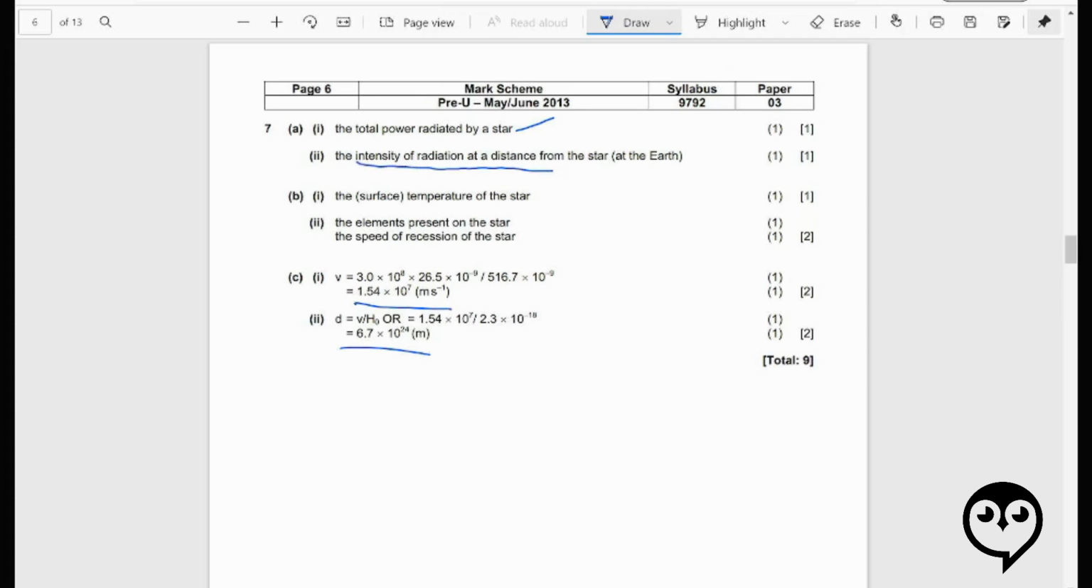Okay, so I think we had said that, but I just tried to explain a little bit about what that really is. But it's basically the intensity. You can find out the surface temperature of the star. You can find out the elements present. That's what I mean by composition. Maybe be a little more detailed than I was. And then, of course, the recession speed, which we've just calculated here.